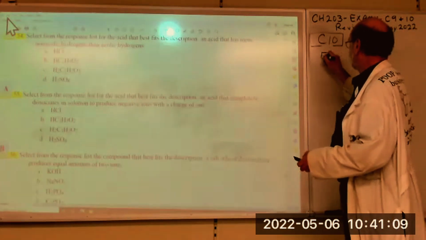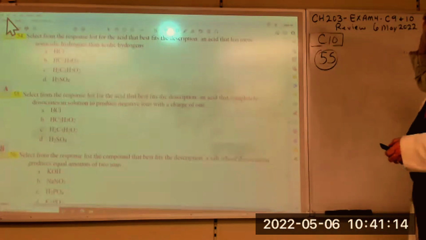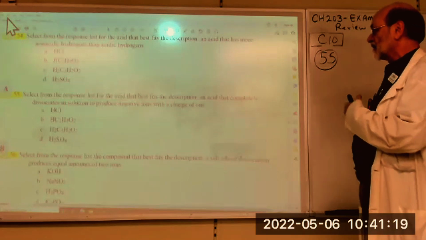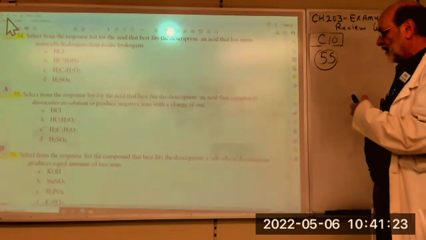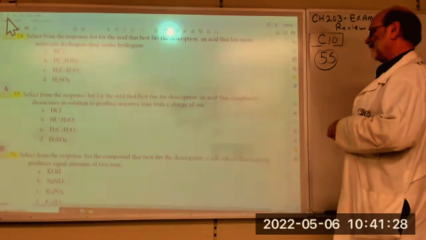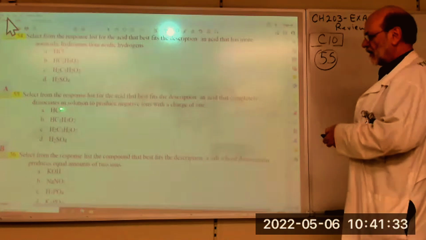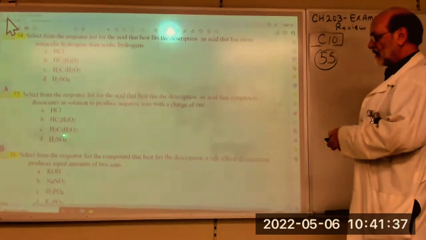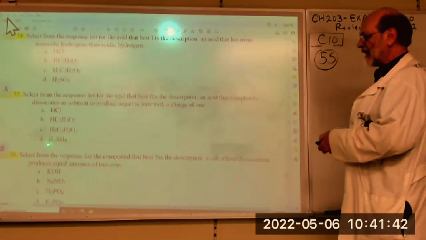Number 5. Select from the response list the acid that best fits the description. An acid that completely dissociates in solution to produce negative ions with a charge of 1. Completely dissociates. Okay. Negative ion with a charge of 1. Okay, this one will do it. Hydrochloric acid is a strong acid. This one will dissociate completely for the first hydrogen.